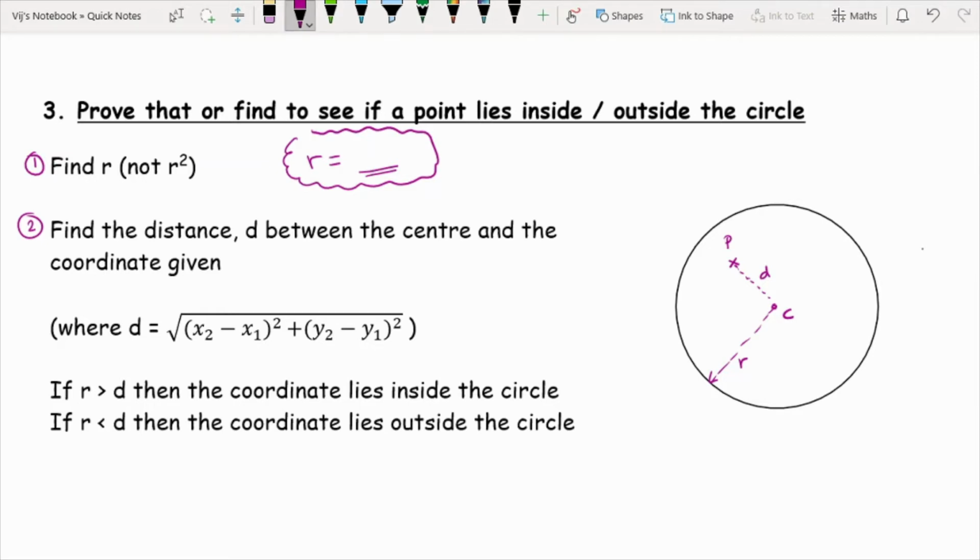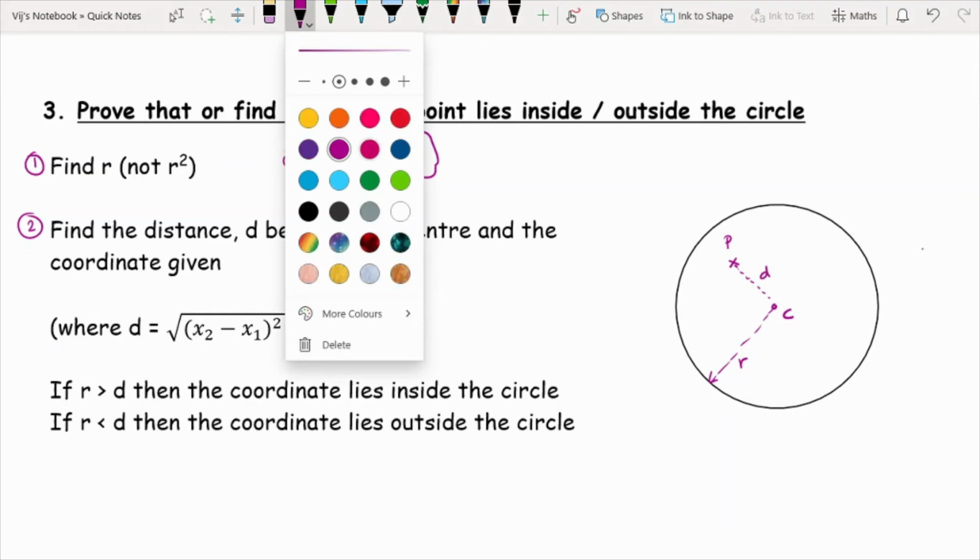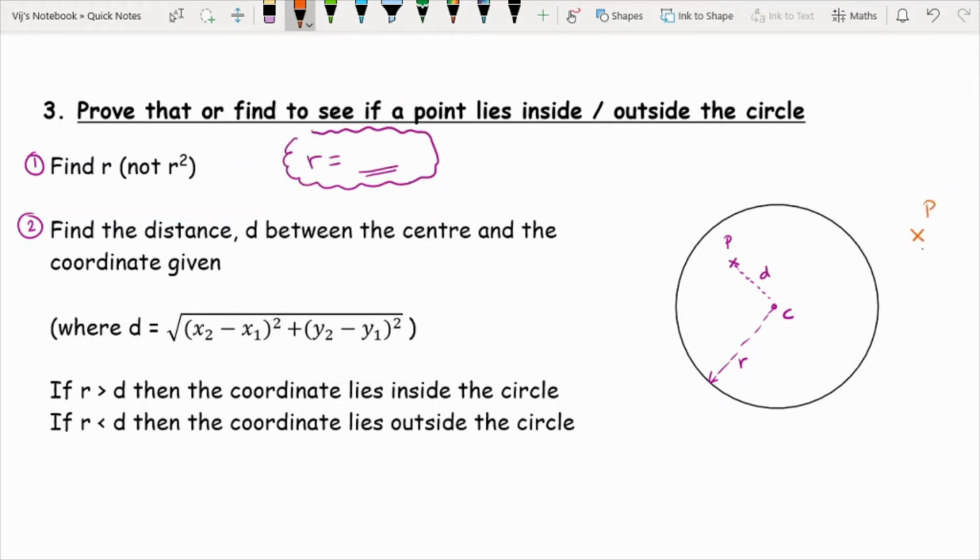Now if I just get a different colour, let's go for orange. So for example, let's say P was outside the circle and I work out the distance of CP. Now as you can see here, if the point lies outside the circle, then D is going to be bigger than R, or R is going to be smaller than D, depending on how you decide to write it. And that's all about interpretation.